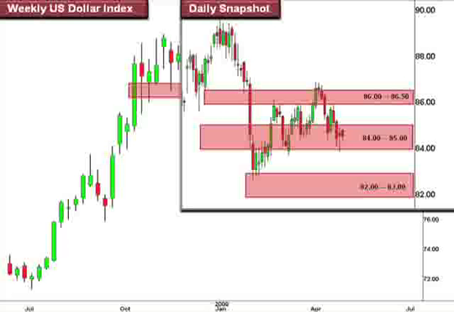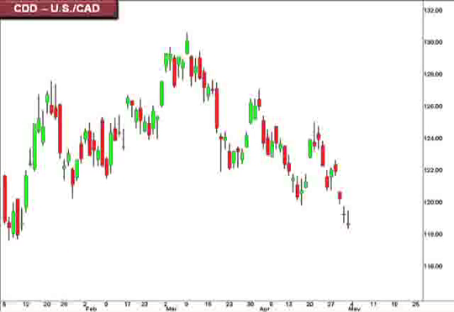Now, our daily snapshot continues to reflect the consolidation within that 84-85 focal zone. Again, a break below 84 is likely to trade down to that 82-83 range. With that in mind, let's take a look at the first of our ISE FX options pair values, the CDD, the US versus the Canadian dollar.